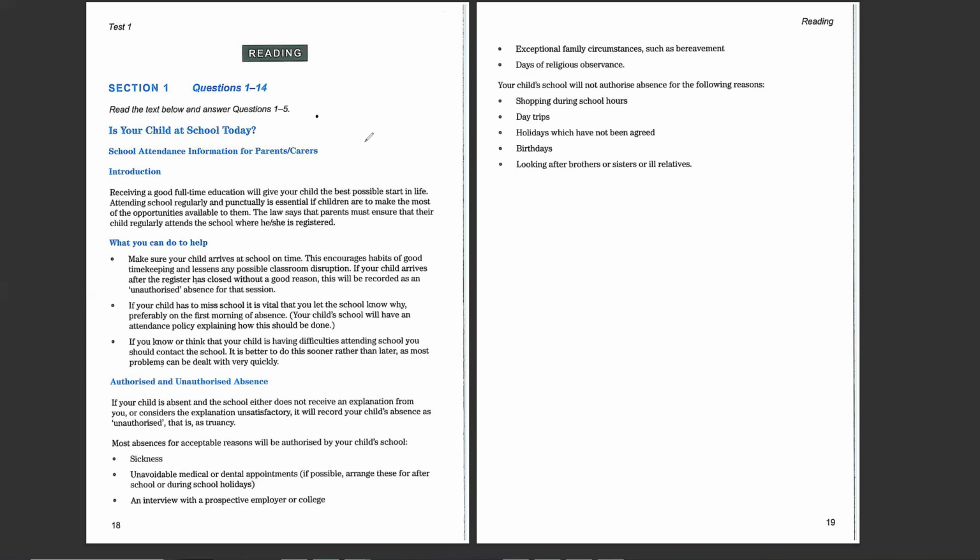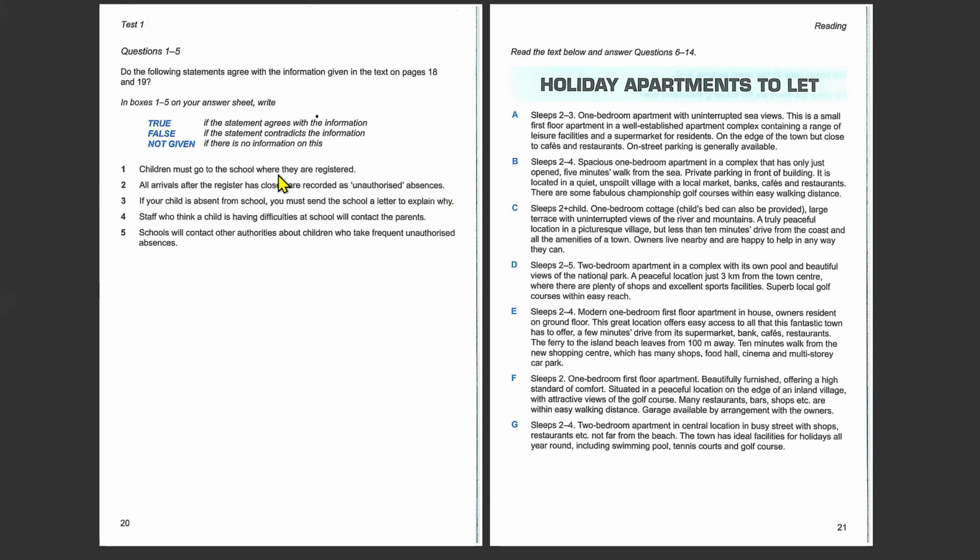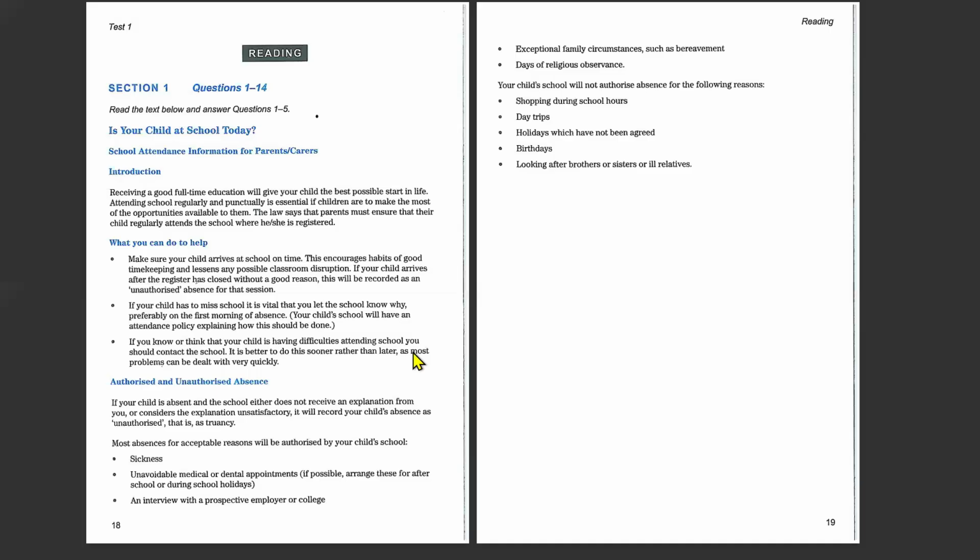So there is the short passage about, is your child at school today? We have to score 5 marks here. True, false, not given. If the statement agrees with the information, mark it as true. If the statement contradicts the information, mark it as false. If there is no information at all on the statement, mark it as not given. Now let's go to the first question. Children must go to school where they are registered. It is the question. Let's go to the paragraph.